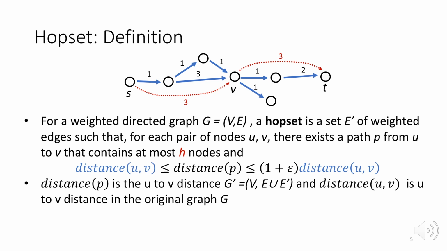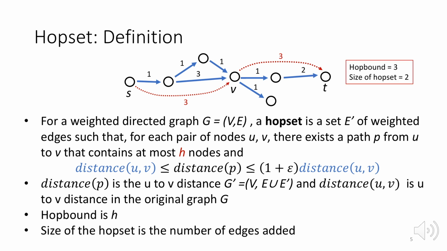Now I'll get into the definition of hopsets. So for a weighted directed graph, a hopset is a set of weighted edges such that for each pair of nodes u, v, there exists a path p that goes from u to v that contains at most h hops, and the distance of p is at most a 1 plus epsilon approximation of the distance from u to v in the original graph, and no shorter than the distance from u to v in the original graph.